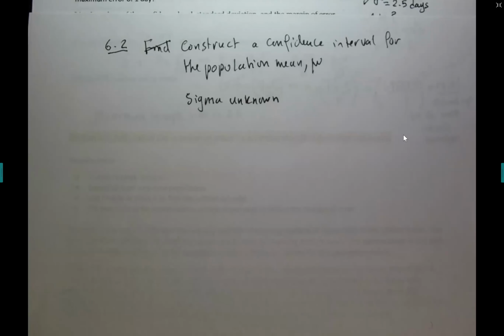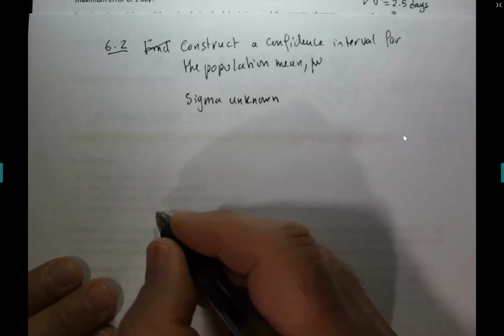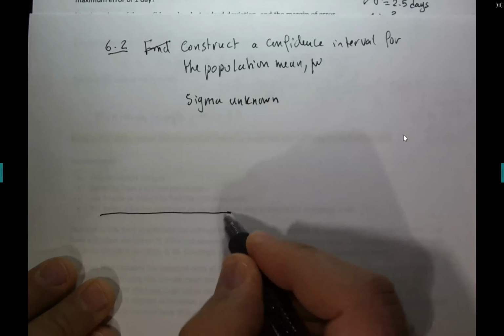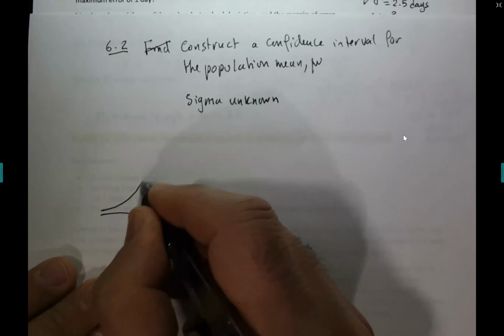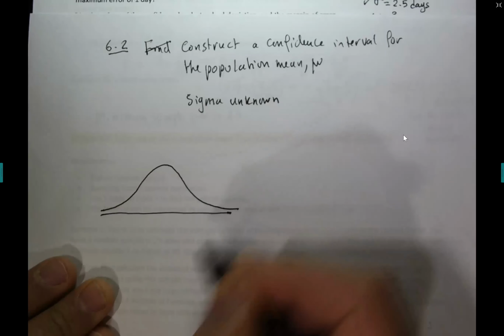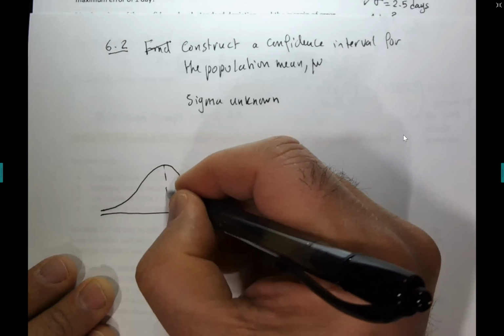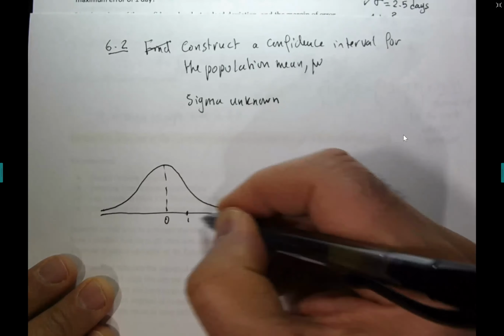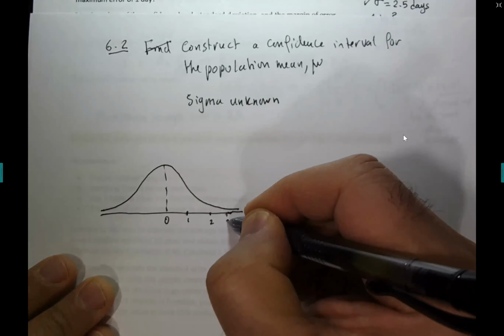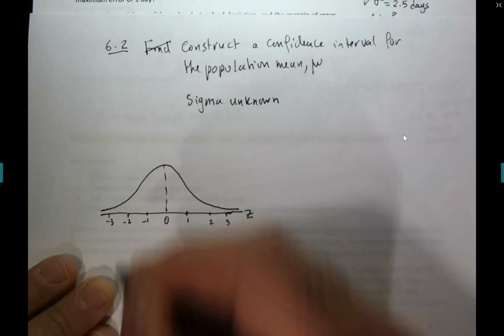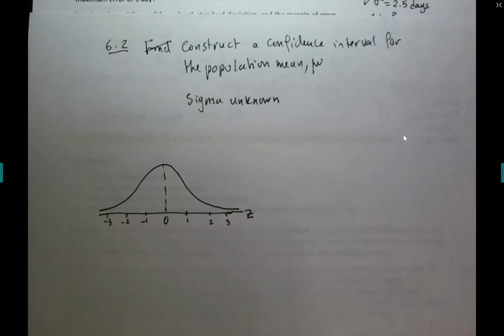I'm going to just sketch this distribution and show you the difference between the Z distribution and the T distribution. Here is the Z distribution, guys, that you learned about already and you've been using for a while. This is Z. This is 0. That's a 1. That's a 2. That's a 3 here. -1, -2, -3. This is the Z distribution, the normal distribution. Area under the curve, guys, is 1.